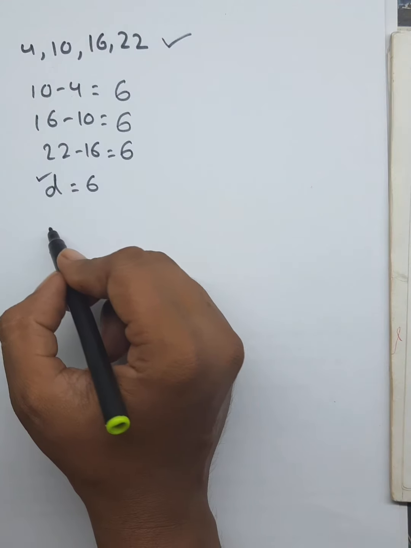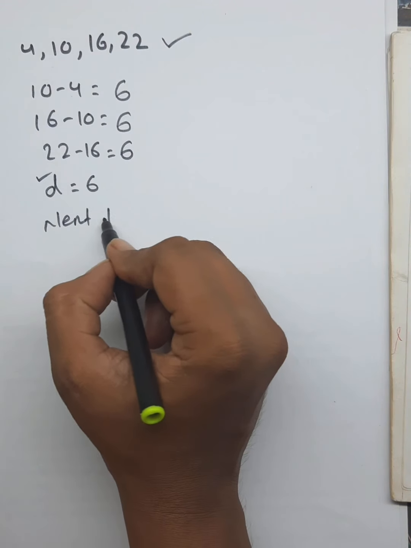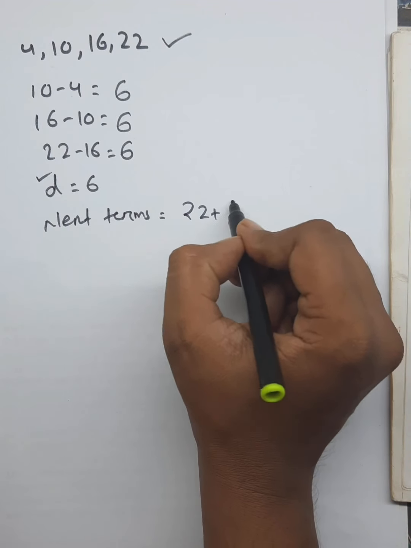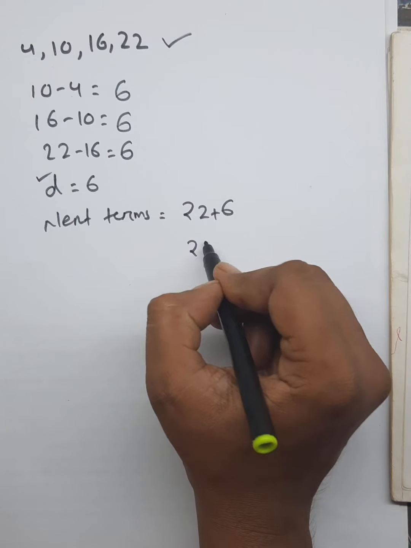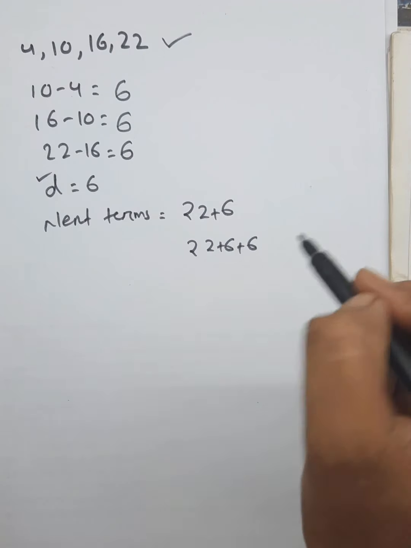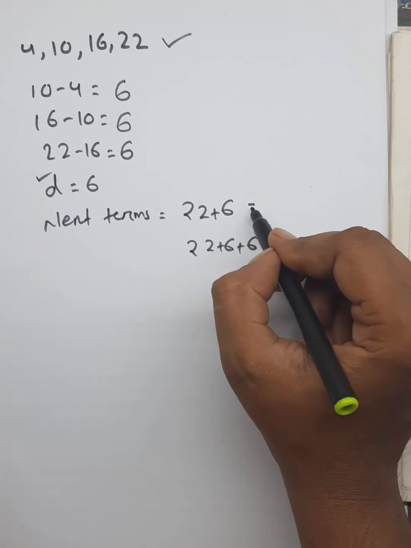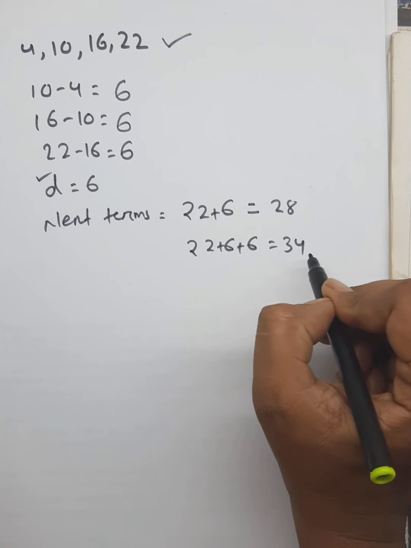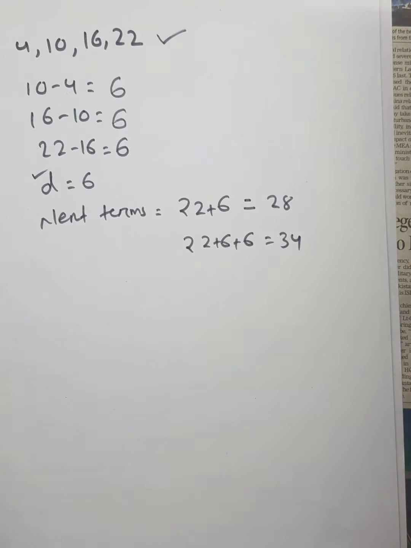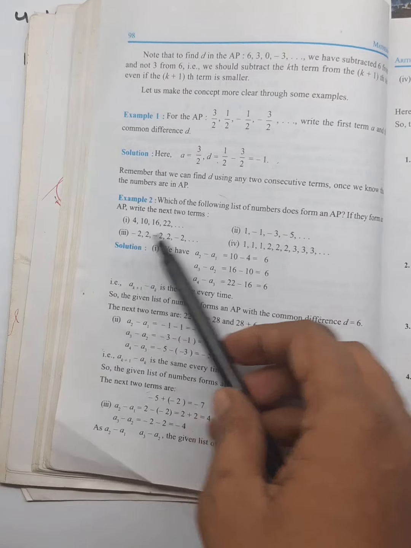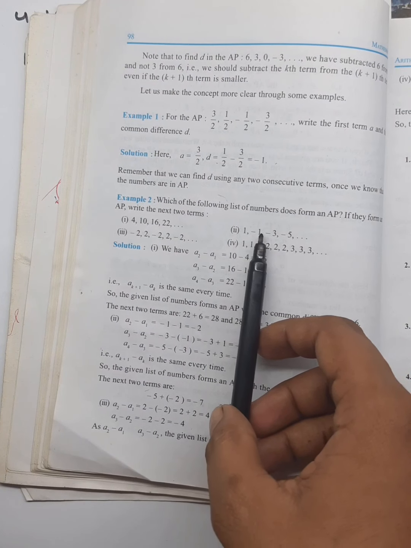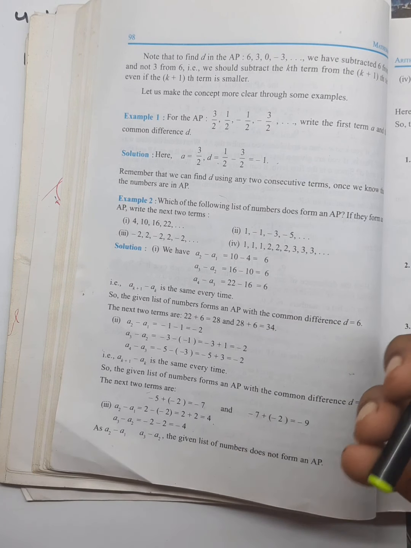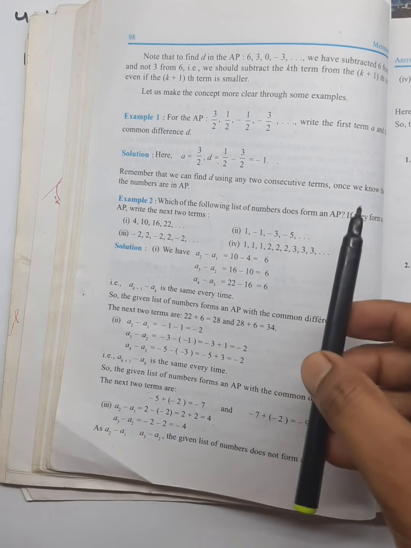So the next terms are 22 plus 6, and another one is 22 plus 6 plus 6. This will be 28 and this will be 34. Likewise, you can do all these numbers. You just subtract each number from the next. If the result is the same, then they are in AP. If not, they are not in AP.